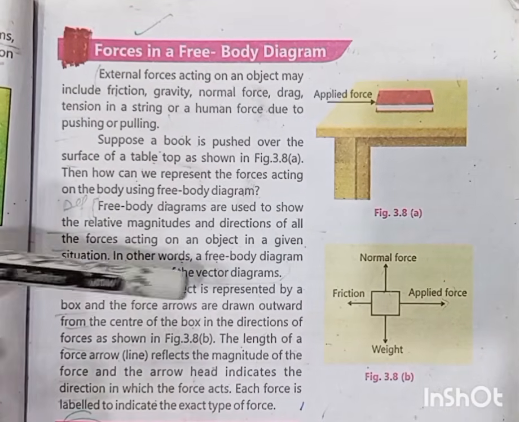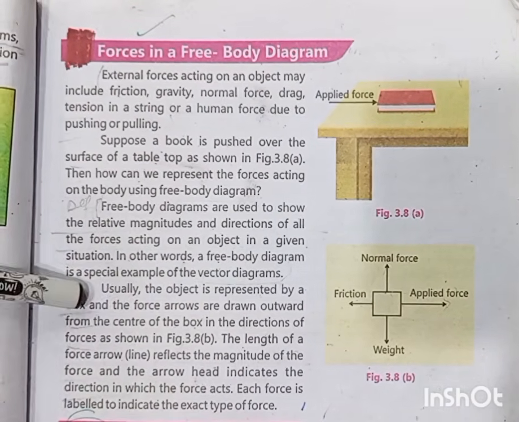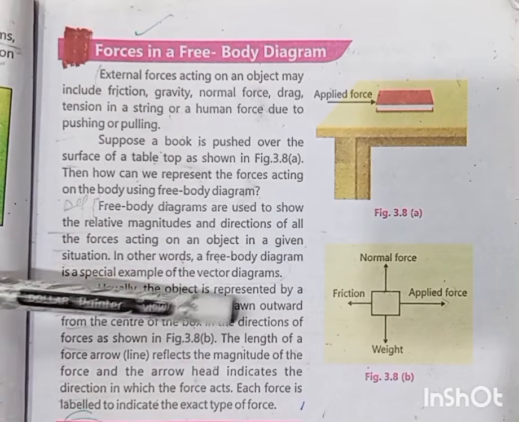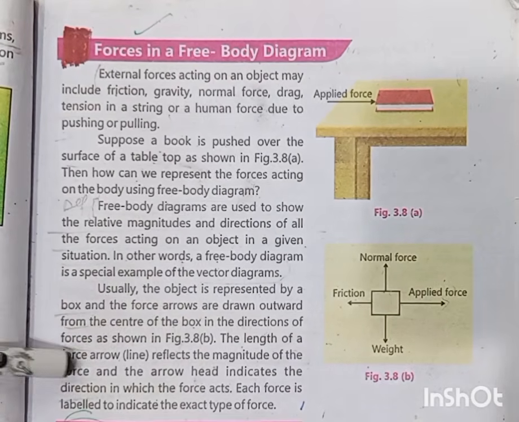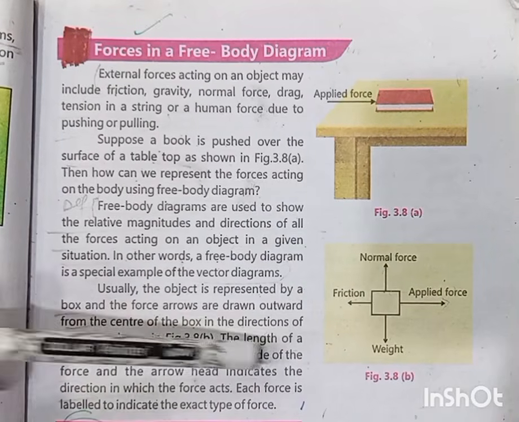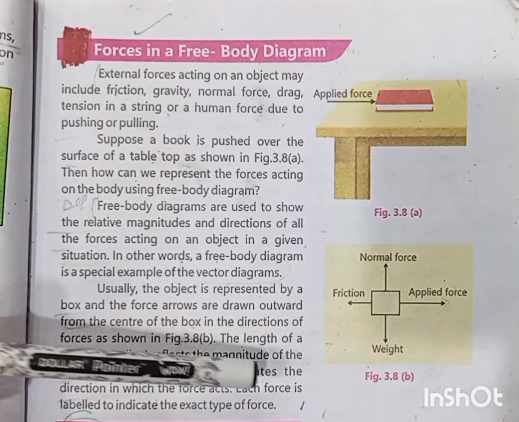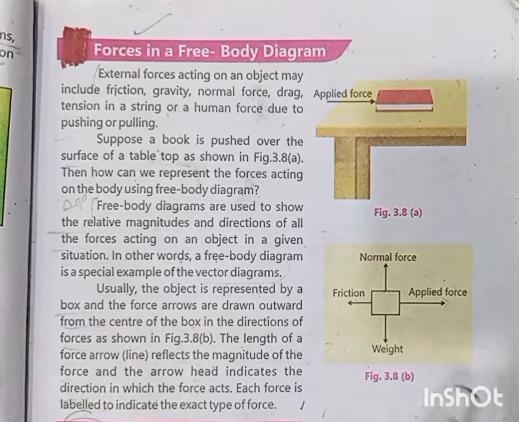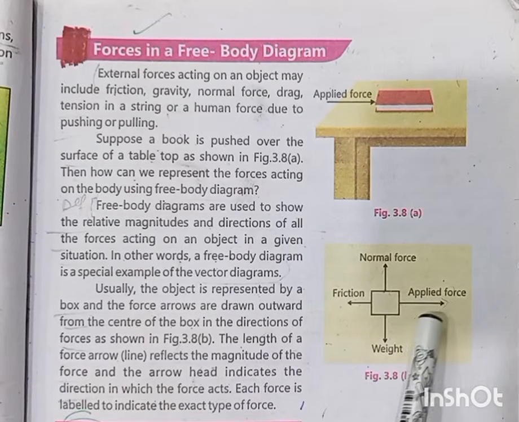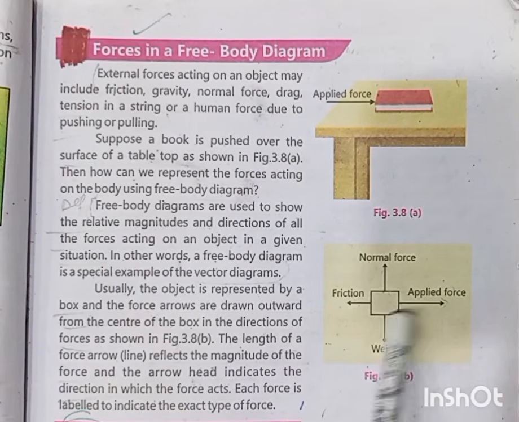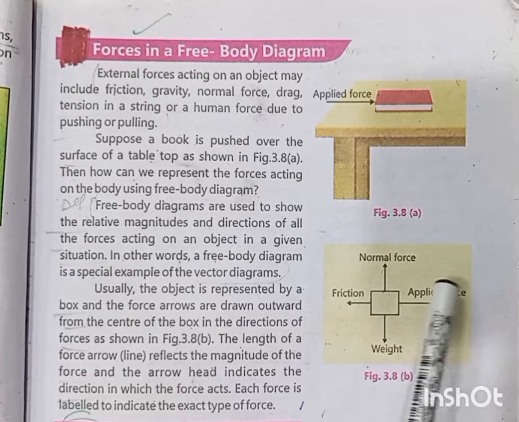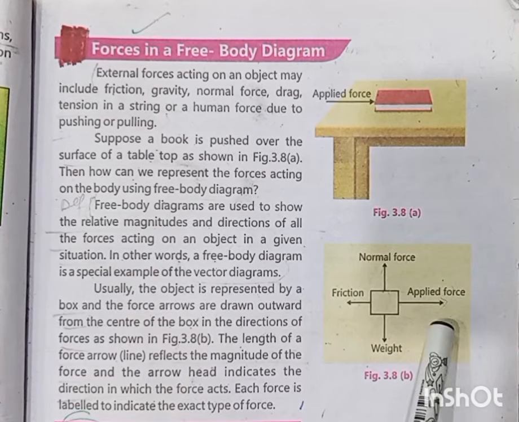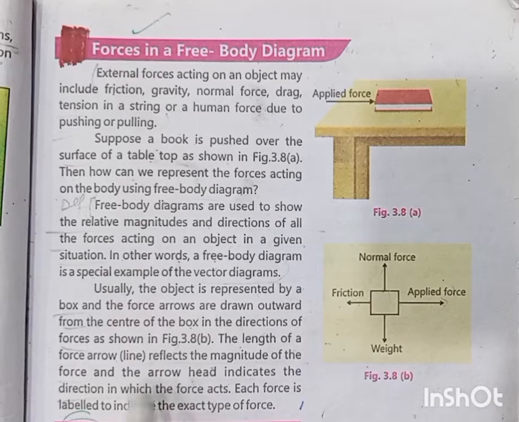Let us see: the object is represented by a box, and the force arrows are drawn outward from the center of the box in the direction of the forces. The length of the force arrows reflects the magnitude of the force, and the arrowhead indicates the direction. If we want to represent a vector, we use a vector form, and the arrowhead shows the direction of the vector.